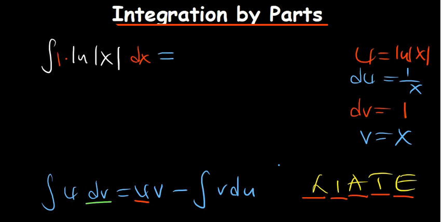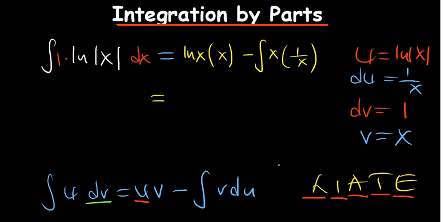So we can now substitute. What is our u? We're following this. Our u is natural log of x. What's our v? Our v is x, minus, what's our v again? It's x. What's our du? 1 over x.